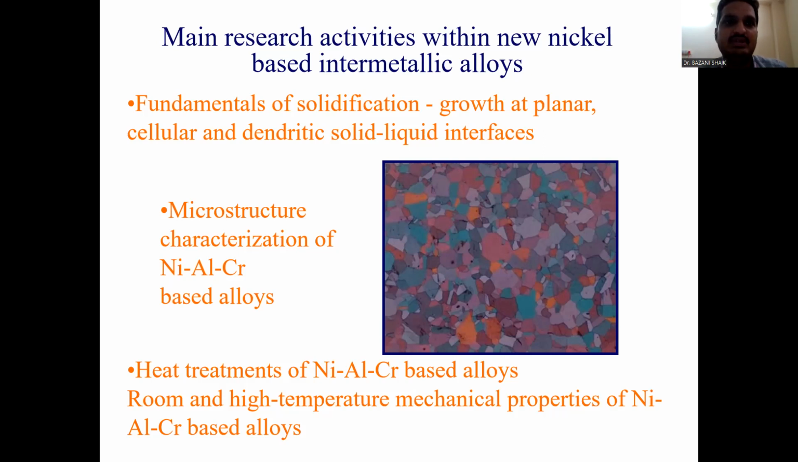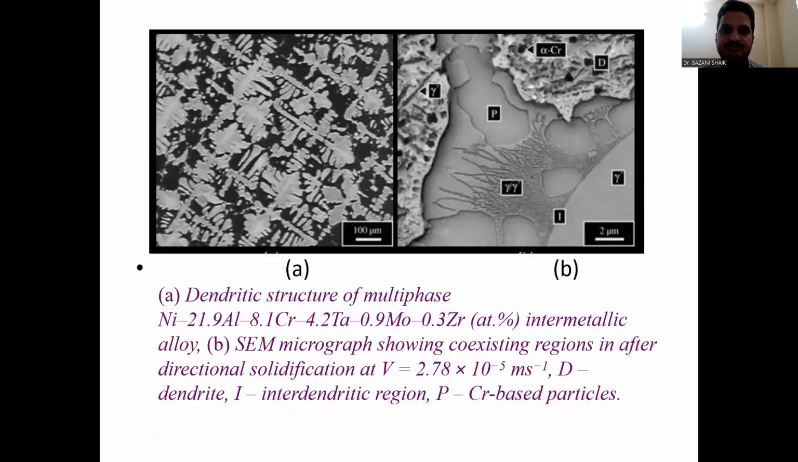The concept of these conditions involves microstructure characterization of nickel aluminum chromium based alloys. In the heat treatment of nickel aluminum chromium based alloys, the aim is maximum room and high temperature mechanical properties. This shows the intermetallic alloys and why it is very important. You can observe these microstructures, how they appear when we heat these nickel alloys, and the different structures and elements involved.